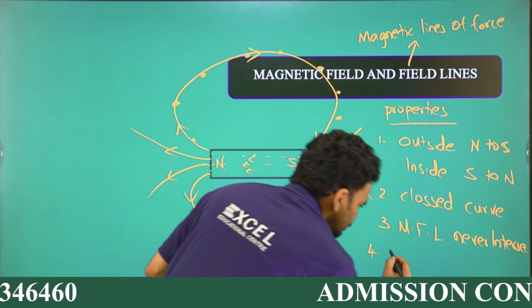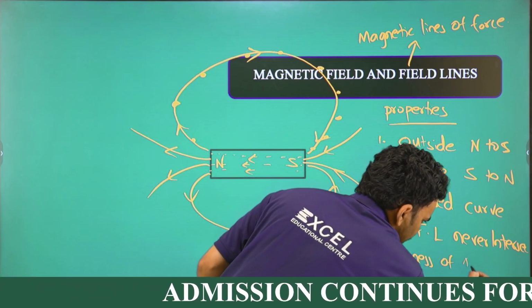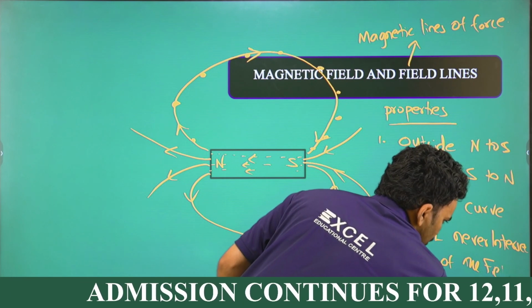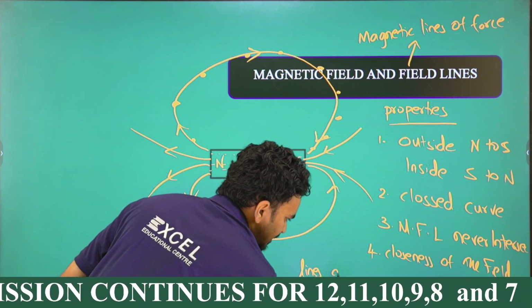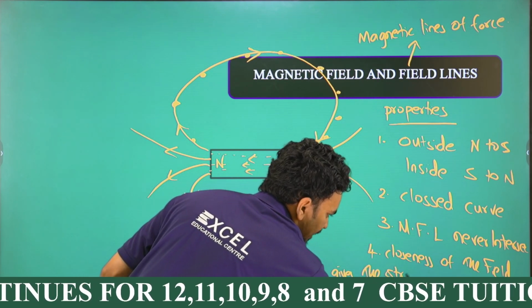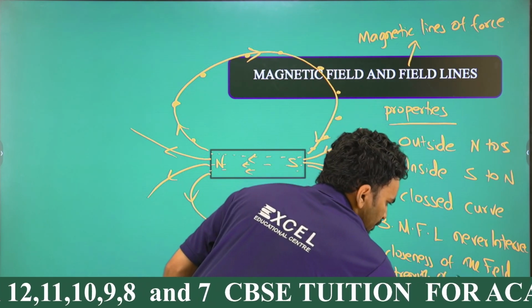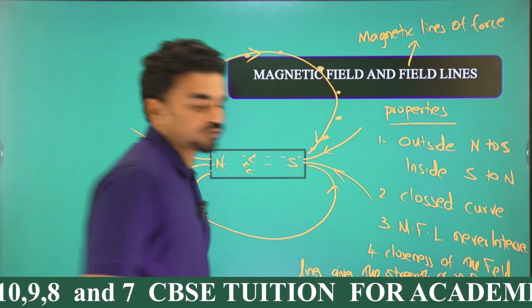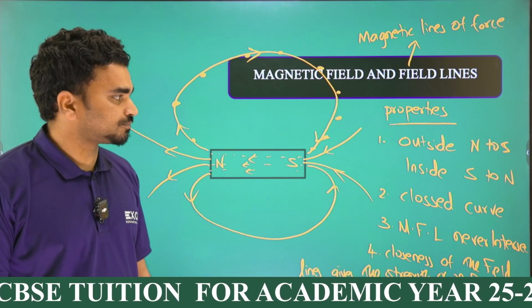Okay, what's the point? Closeness of the field lines. Let me write here: closeness of the field lines indicates the strength of the magnetic field. That's fine. Okay.